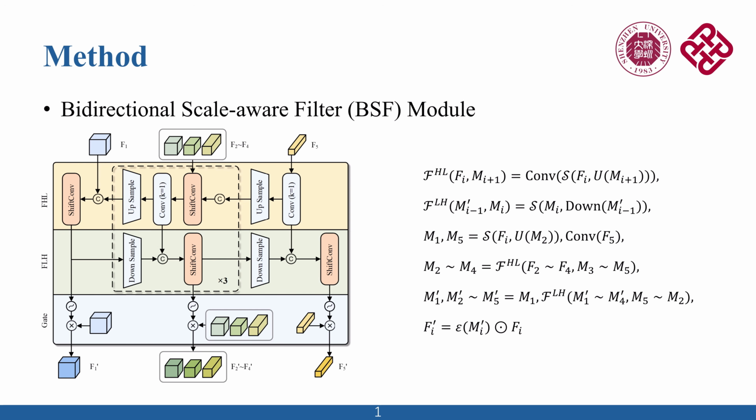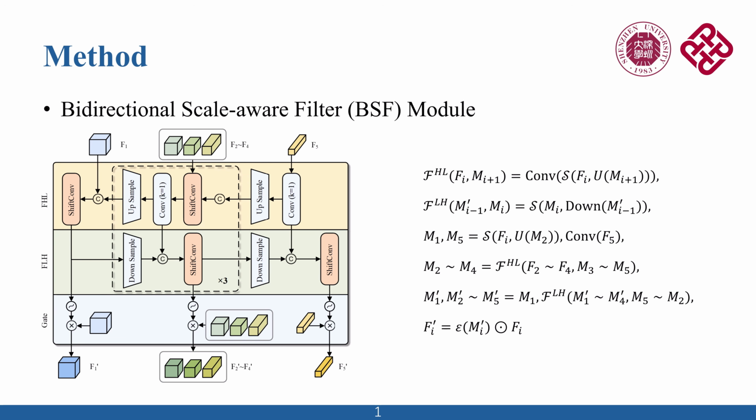The second key module is the bidirectional scale-aware filter, or BSF. In pulmonary vessel segmentation, low-layer features contain more detailed information, while high-layer features contain stronger semantic information. If these multi-scale features are directly fused, they may interfere with each other.